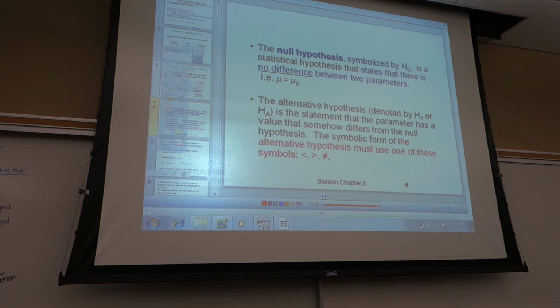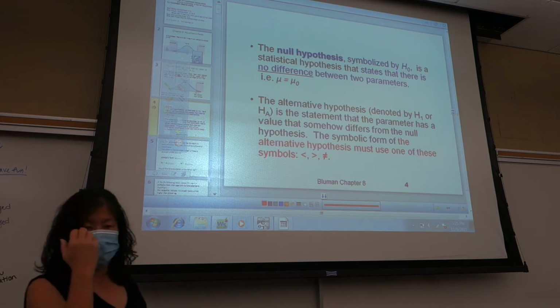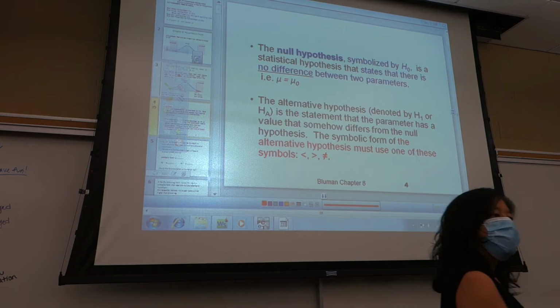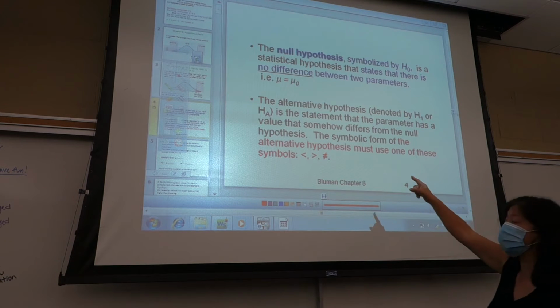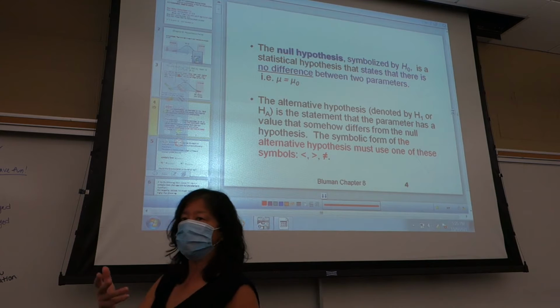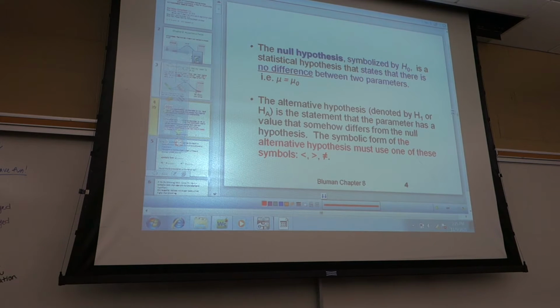Perfect. The null hypothesis, null again means 0 or none, right? So 0 difference. If there's zero difference between you and somebody else, that means you're the same, you're equal. So the null hypothesis is always, always, always equals. So it's always no difference, 0 difference. Which means that the alternative hypothesis has to be some other symbol, right? Something besides equals: greater than, less than, or not equal to.